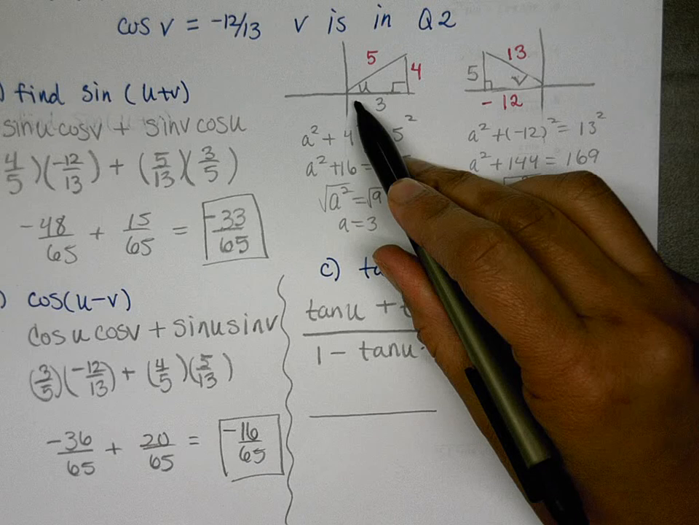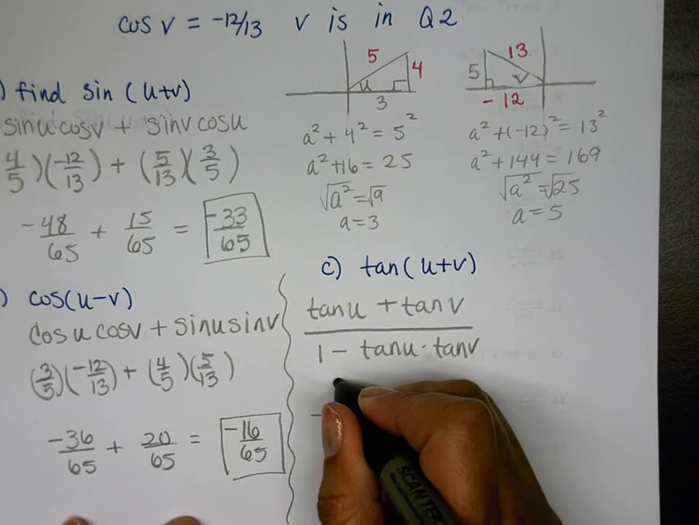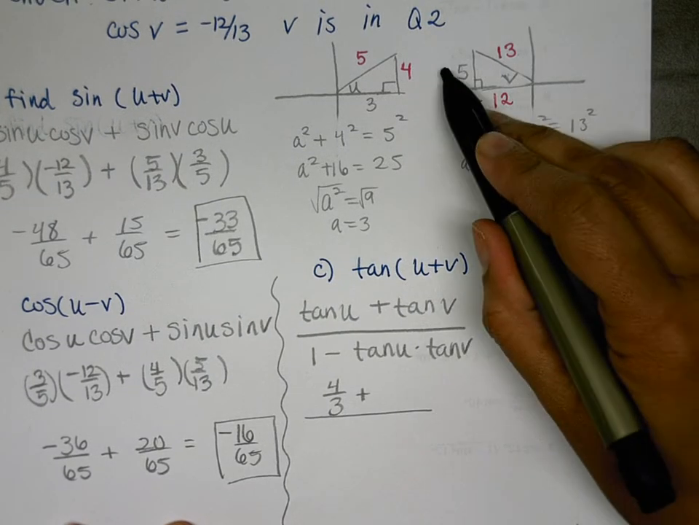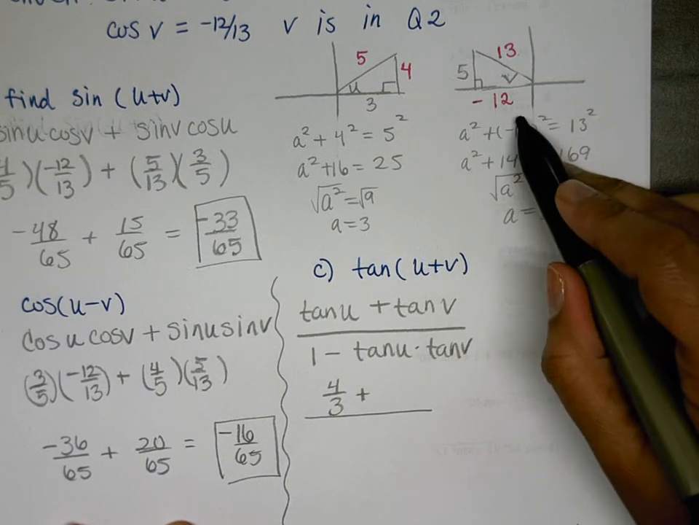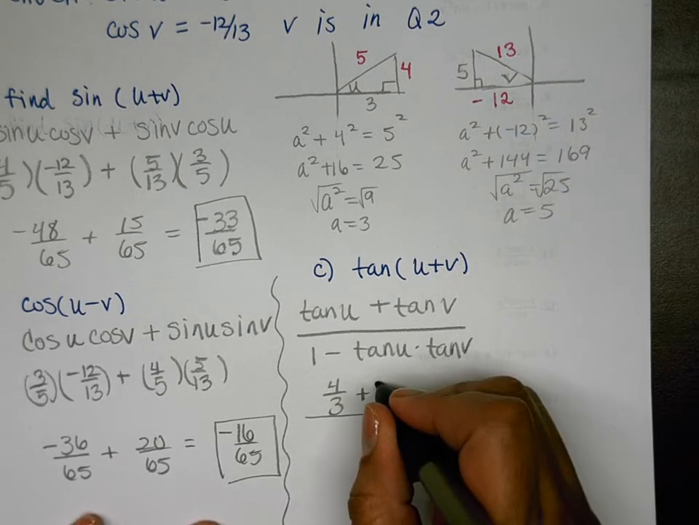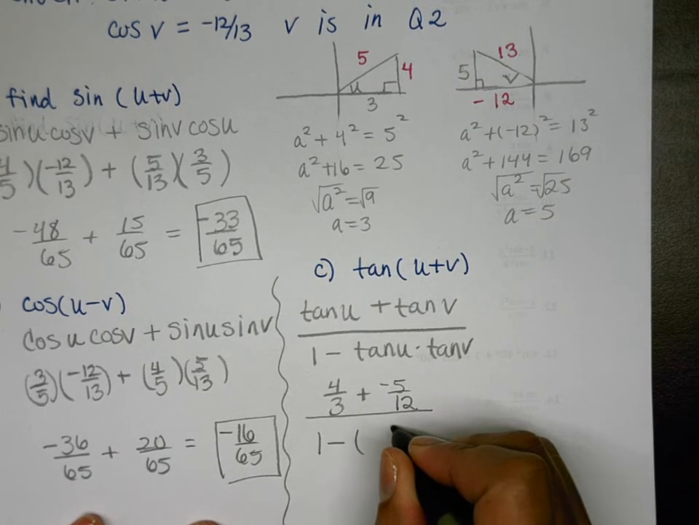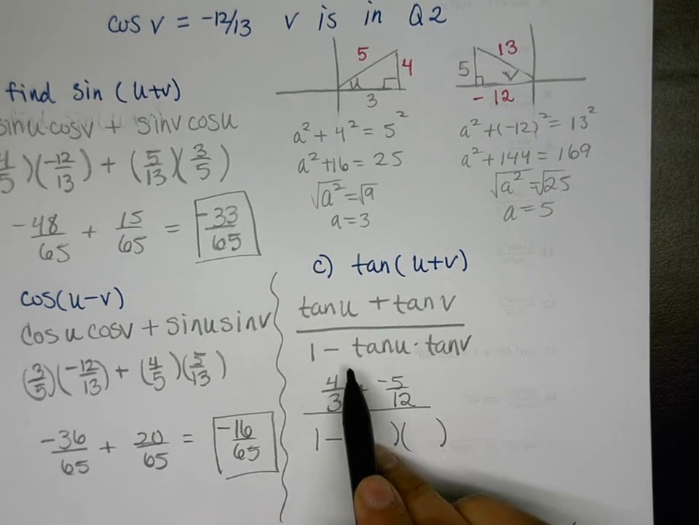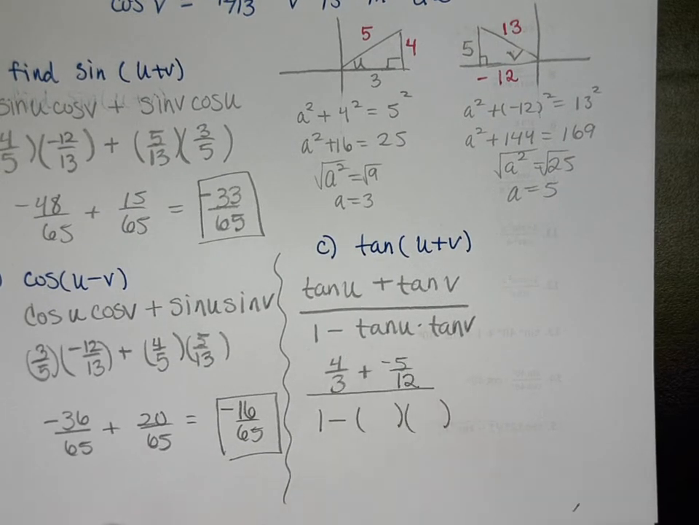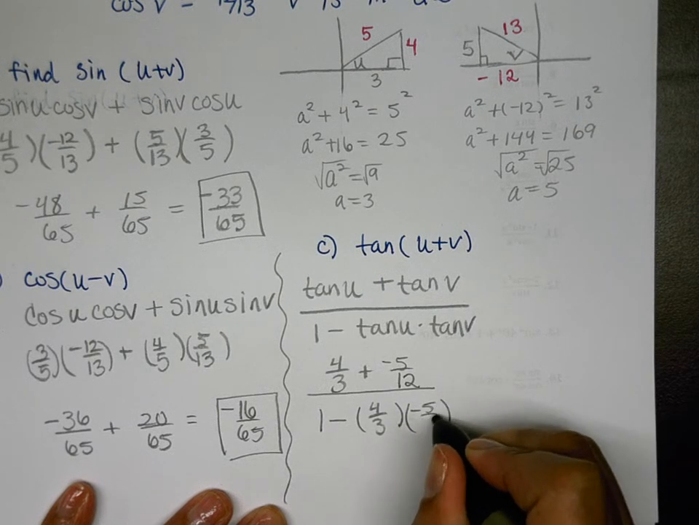What is tangent of u if it's opposite over adjacent? 4/3 plus tangent of v, opposite over adjacent. Put the negative in the numerator. 5 over negative 12 becomes negative 5/12. And then 1 minus the product of tan u and tan v.